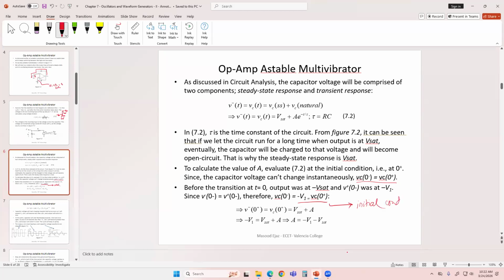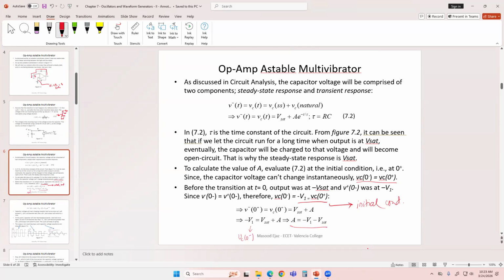Initial condition. And we're going to use that initial condition to calculate the value of A. So that's what we are doing over here. V negative at 0 positive will be equal to VC0 positive, V saturation plus A, and the value of VC0 positive is the same as VC0 negative, which is negative V1. So negative V1 is equal to VSET plus A, and A will be equal to negative V1 minus VSET.